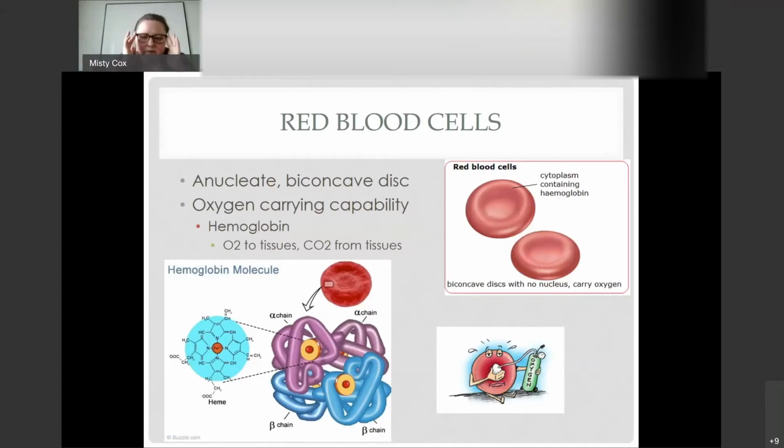You may hear in a lot of your science classes that every cell has a nucleus. Well, you can always tell your teachers now that your red blood cells are actually an exception to that, and they don't have a nucleus. Next slide, please.